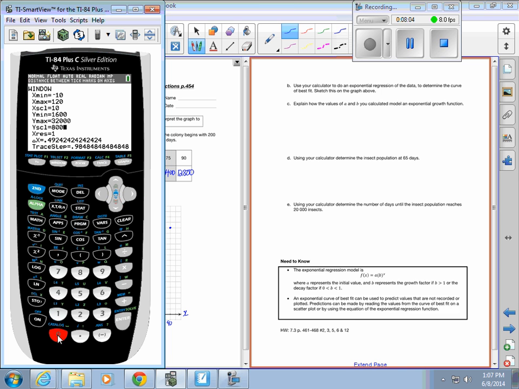Alright, so now we should make sure our stat plot is turned on. No, mine's off, so make sure that's on. We want on scatter plot. Okay, so now we're going to graph this.